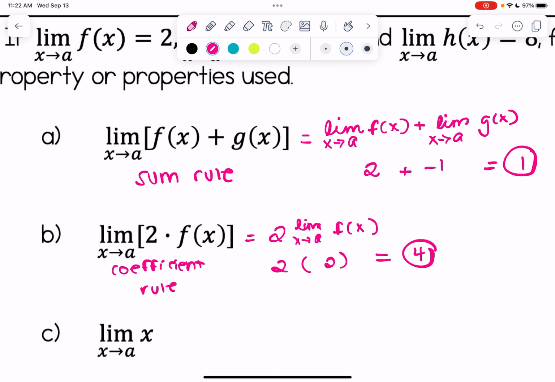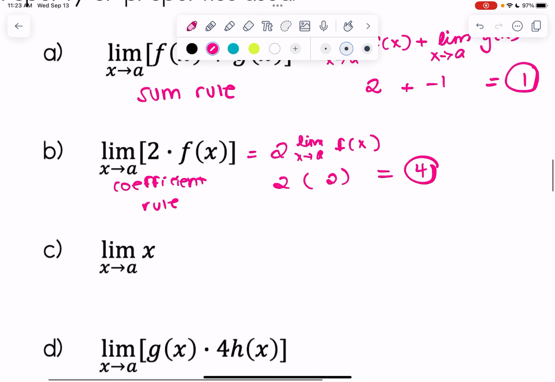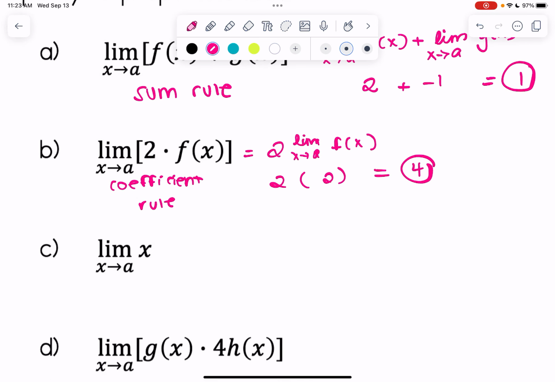All right, for C, notice something a little bit different here. So in A and B, they dealt with either f of x or g of x. In this next example, notice there's no actual function. This is an example of our identity rule from the previous page. So the identity rule says the limit as x approaches a of x is simply equal to a.